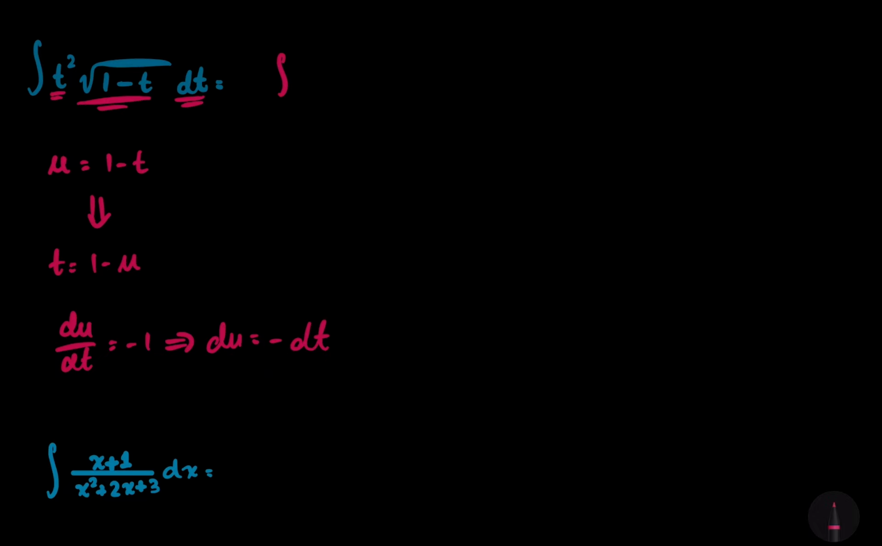So over here, this is going to become the indefinite integral of, instead of t squared, we said that t is equal to 1 minus u, so t squared is just going to be 1 minus u squared. And then over here, we have the square root of 1 minus t. Well, we said that 1 minus t is just u, so this becomes the square root of u. And then dt, well, if we'd like to replace this dt with du, then we just need to put a negative sign on the outside, and then a negative sign on the inside, and then that becomes du. And so now we have this expression over here.